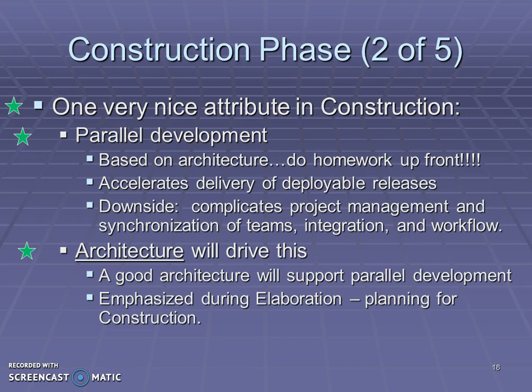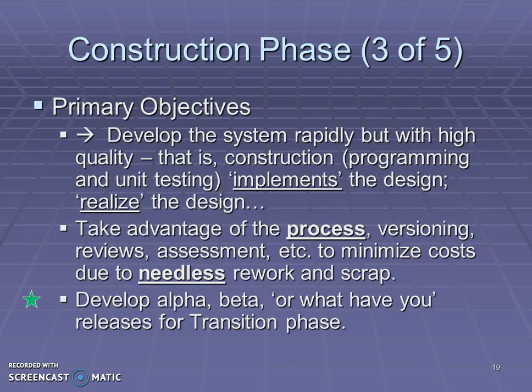Why they call it parallel development is that, based on the architecture, we need to have the development side. The best architecture speaks of exactly what we need to do and what we need. So it is called parallel development, a very good attribute of the construction phase. And the primary objective is to develop a good process, to take advantage of the process, versioning, reviews, assessment, everything we can do. So finally we need a better quality of work without rework and scrap, which troubles software management most.